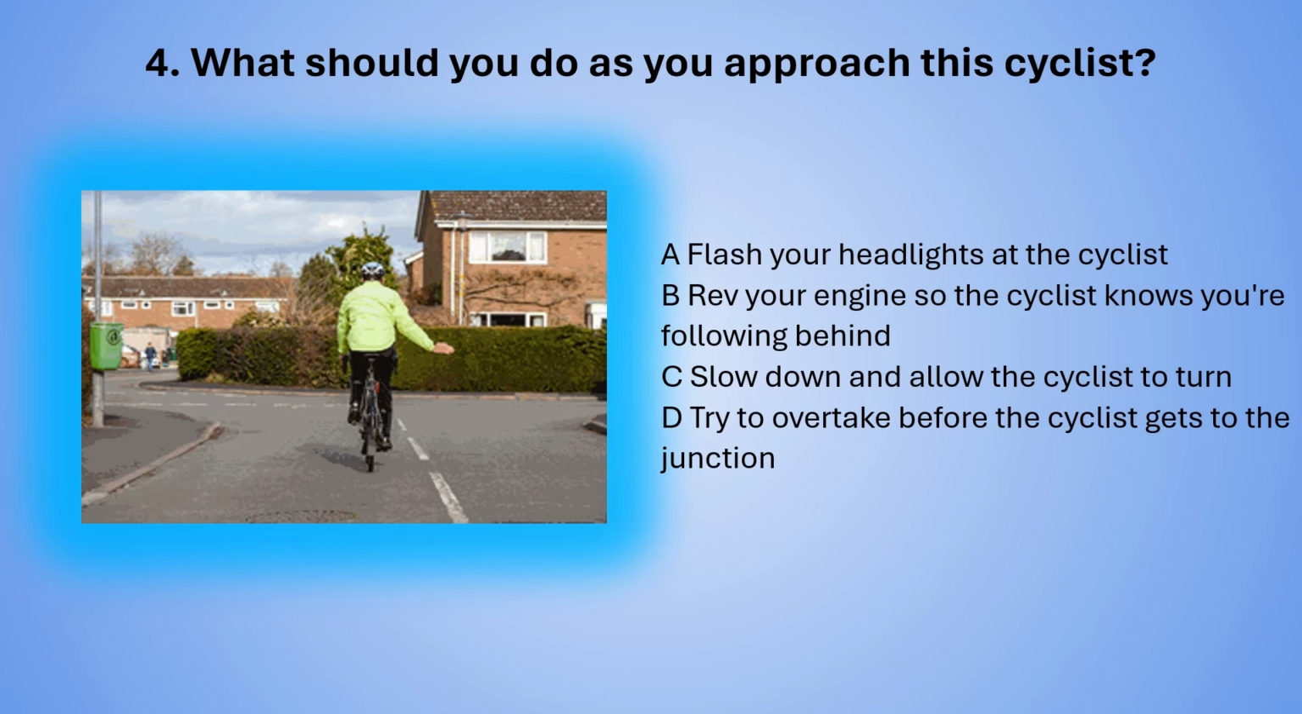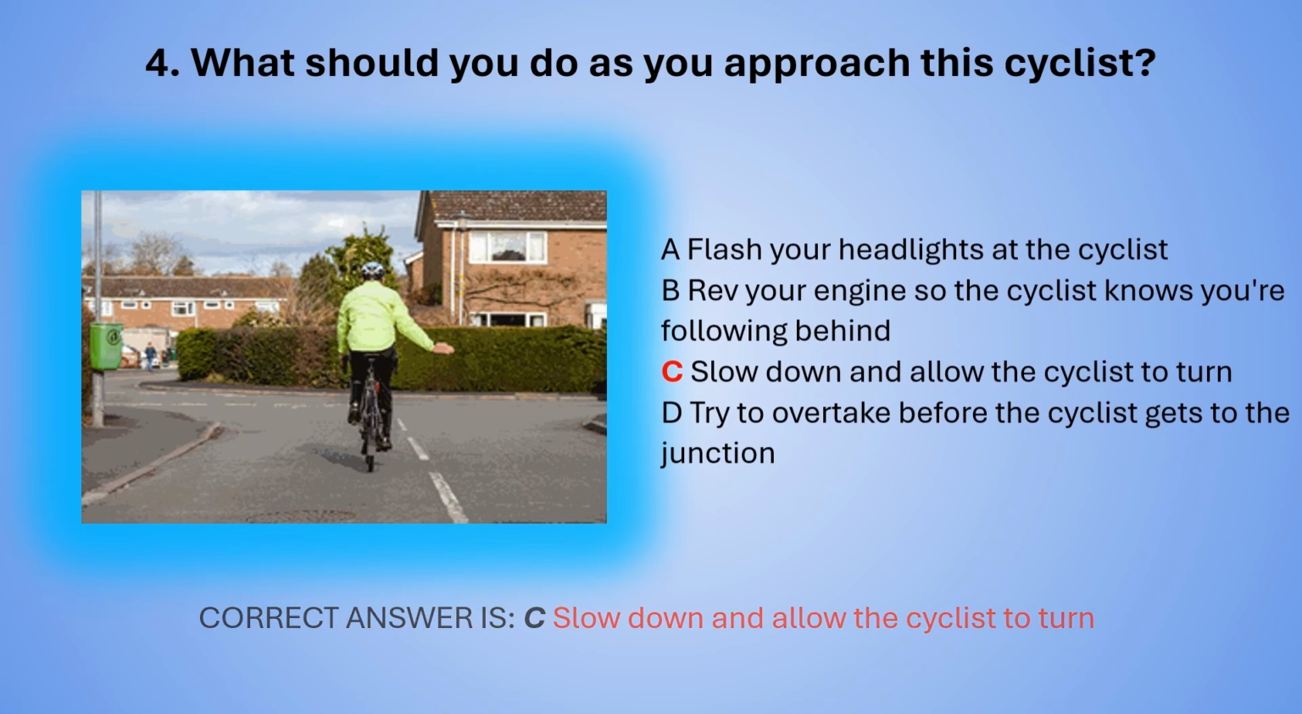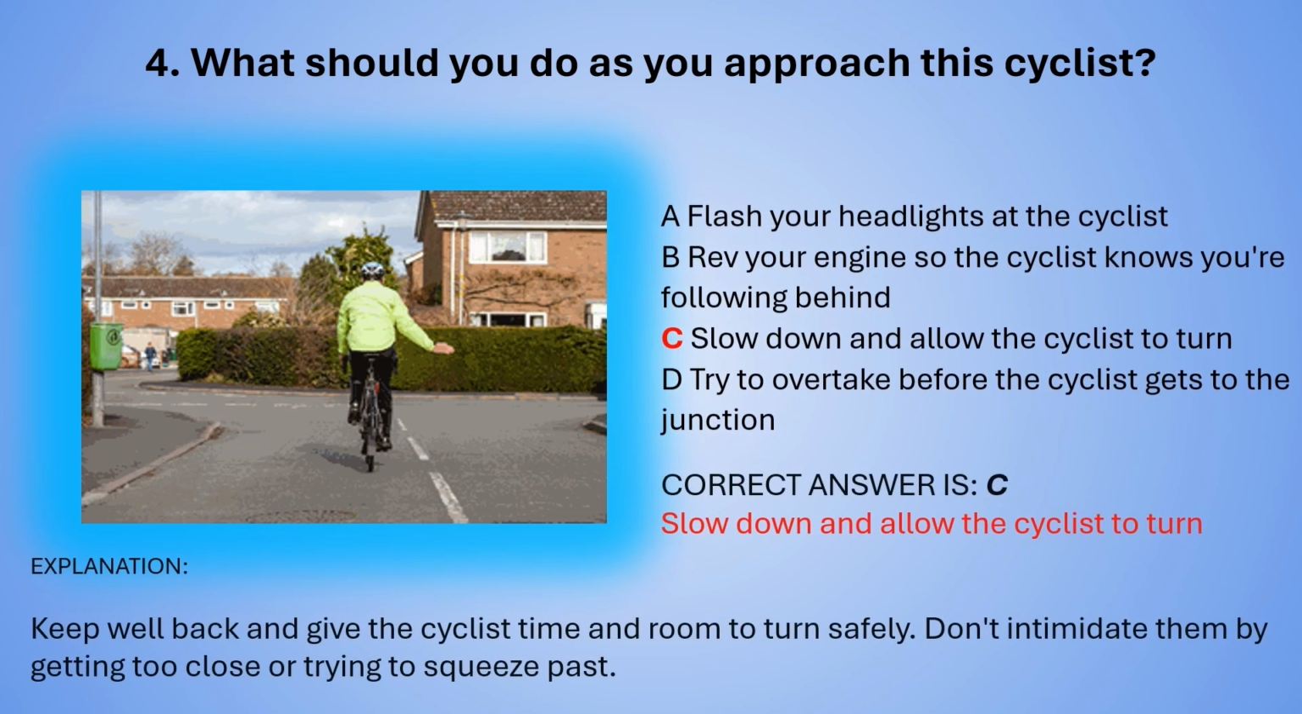And the correct answer is C. Slow down and allow the cyclist to turn. You need to keep well back and give the cyclist time and plenty of room to turn safely. Don't try to intimidate the cyclist by getting too close or by trying to squeeze past.